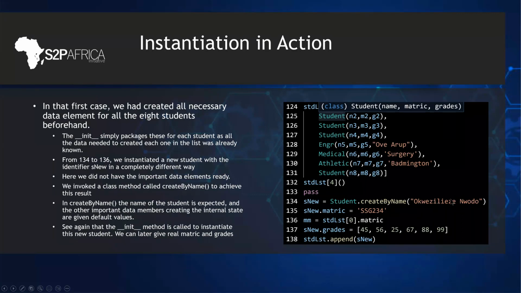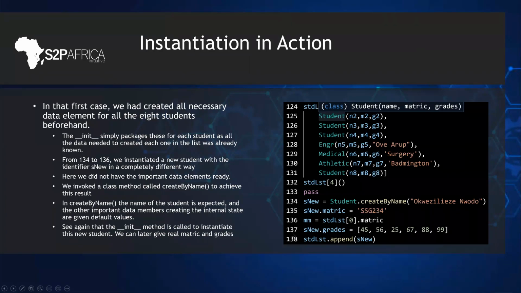What will it then do? It will create Okwezilieze Uwodu. It will give some blank 6 figures for matric. It can be A. So A for matric, because it doesn't know its matric number. For the grades, it can give 0, because that is just initializing. So by the time it reaches line 135, and you are now supplying the matric number, it will replace the blank matric number it had before with the correct one.